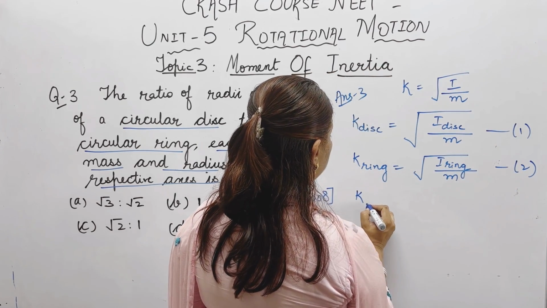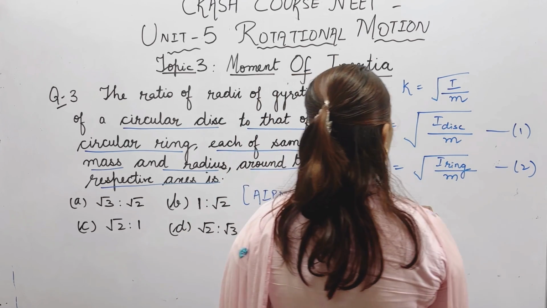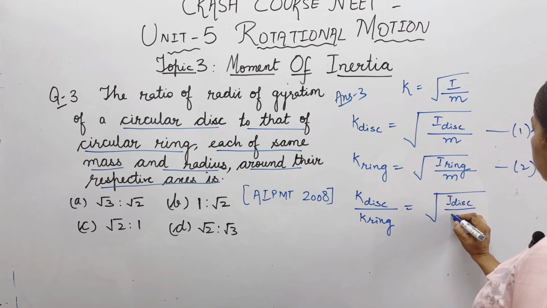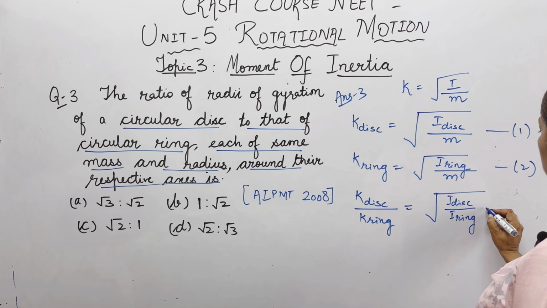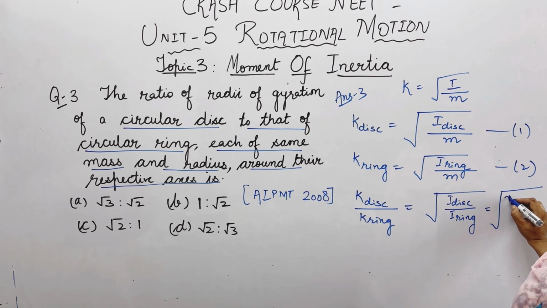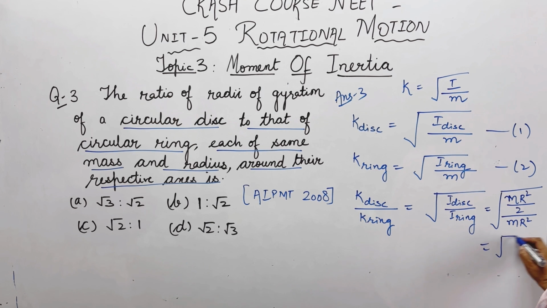Dividing the two of them, we have K disk upon K ring. The radius of gyration of disk to ring is given by the square root of the moment of inertia of the disk to the moment of inertia of the ring. And putting the formula for the moment of inertia of the disk, that is mr square by 2, and for the ring it is mr square. Since mass and radius remain the same, we have mr square by 2 over mr square, which gives 1 by root 2.